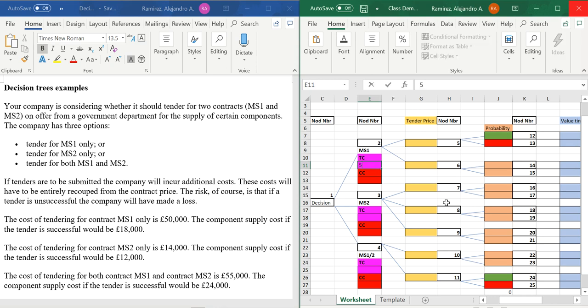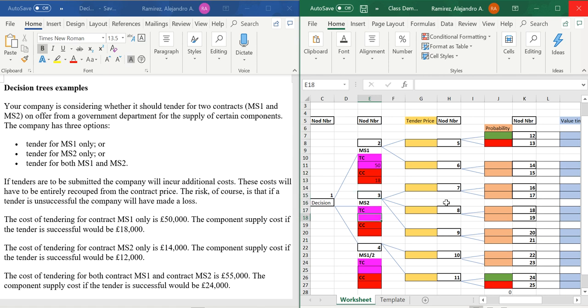Okay, so in this case, we have 50,000 for applying. That's the tendering cost for contract MS1. Then, if you get awarded this project, you still have to pay for the material, the component supply cost, which is 18,000. Everything is going to be calculated in thousands. I just put 50, but that is 50,000.